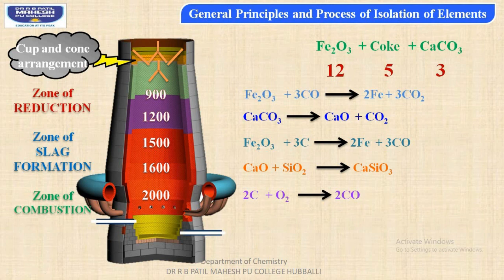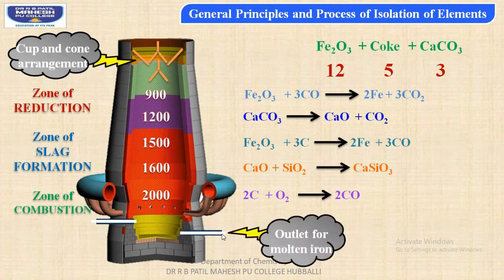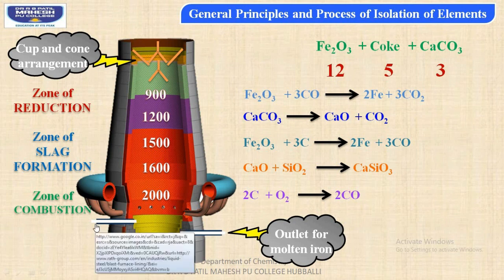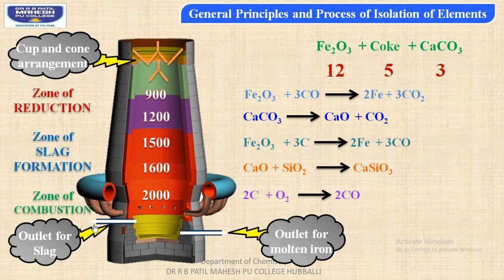And, students, the iron which is present in the molten state is collected at the bottom of the blast furnace through an outlet, whereas one more outlet, right above the outlet of the molten iron, we can find at the bottom of the blast furnace itself. It is the outlet meant for the slag, that is the calcium silicate which has been produced. In this way, students, we can isolate iron from ferric oxide by the blast furnace.